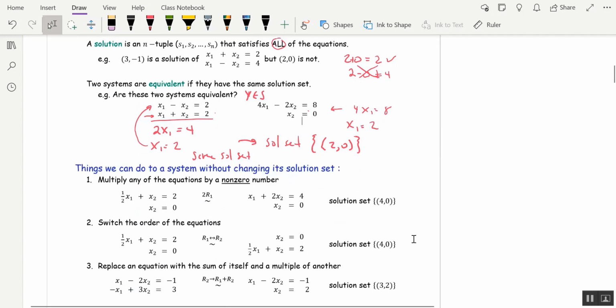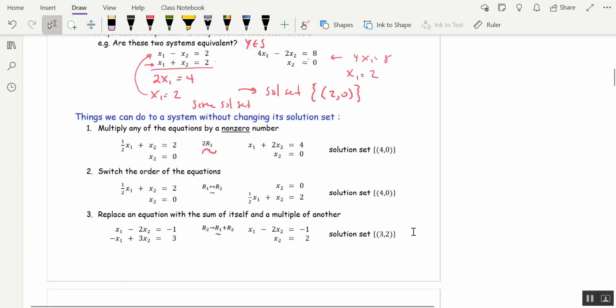If you have a system, you can take any equation in that system and multiply by a non-zero number. The notation for that is, squiggly means equivalent. So this system is equivalent to that one. And then over the squiggly, I wrote what I did. I took twice the first row or equation, 2 row 1. You'll see why I use the row notation later, but twice row 1. So what I did was I cleared fractions. That's not going to change the solution set.